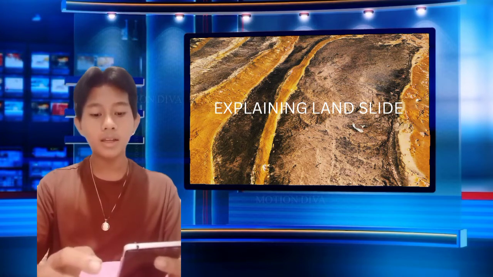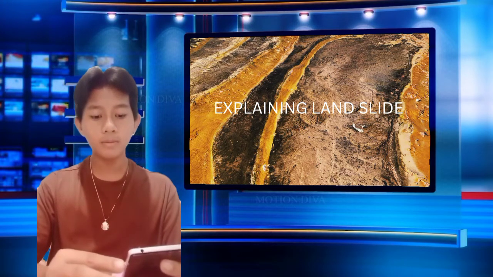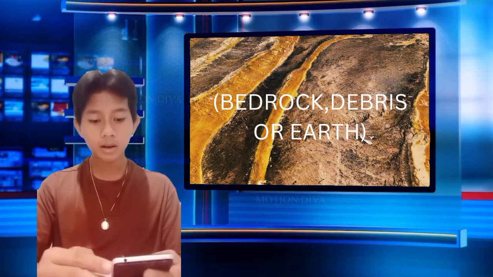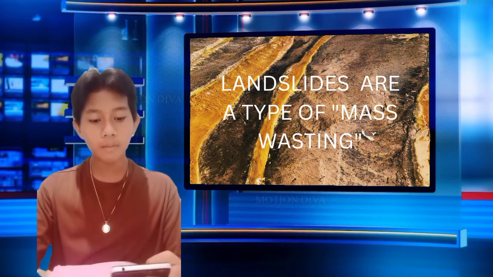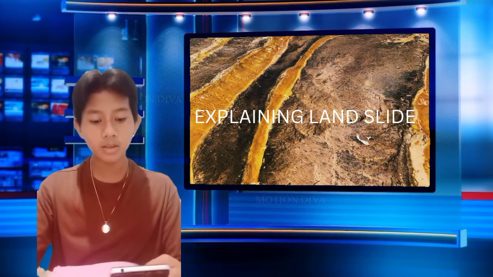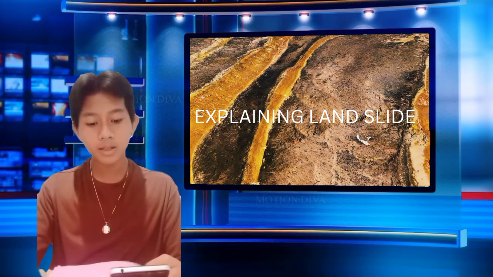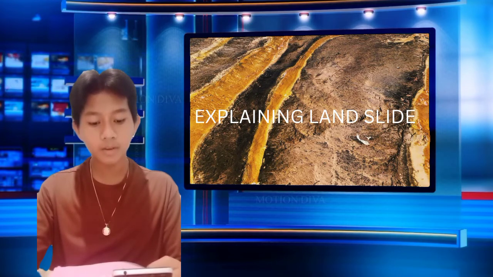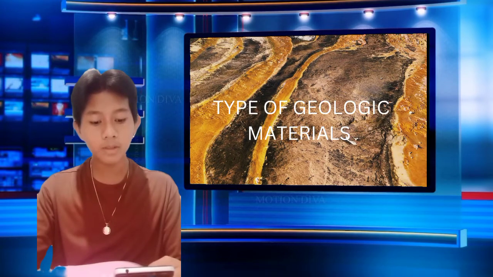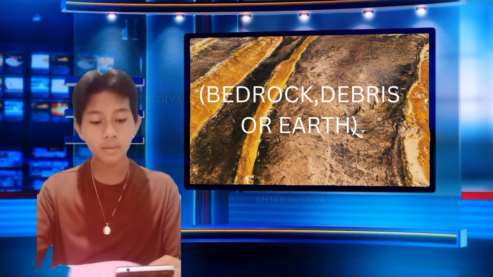A landslide. A landslide is defined as the movement of a mass of rock, debris, or earth downslope. Landslides are a type of mass wasting, which denotes any downslope movement of soil and rock under the direct influence of gravity. The term landslide encompasses five modes of slope movement: fall, topple, slide, spread, and flow. These are further subdivided by the type of geologic material: bedrock, debris, or earth.